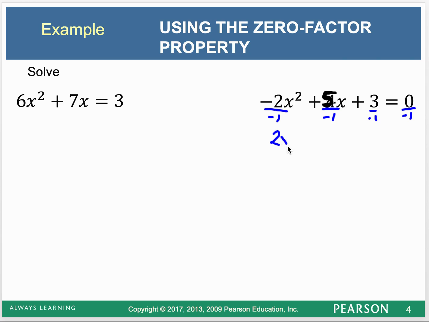So I have 2x squared now minus 5x minus 3 equals 0. So I'm looking for two numbers. I need them to multiply and give -6 and add and give -5. So now I can actually find two numbers, that happens.